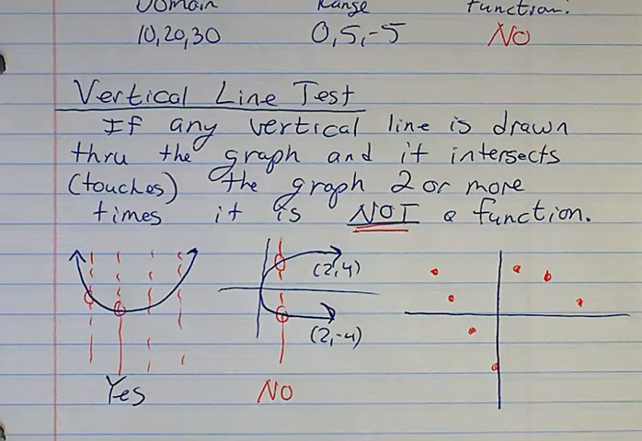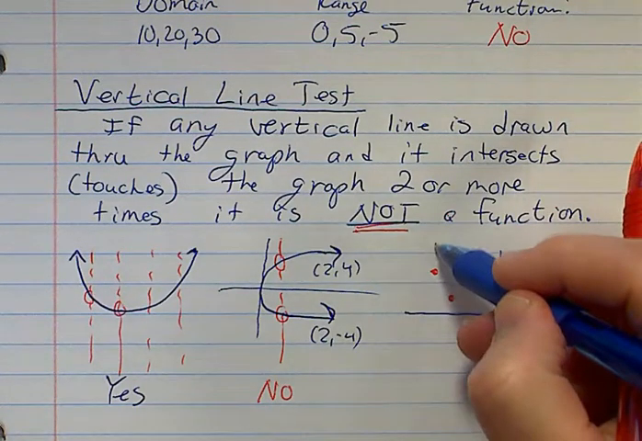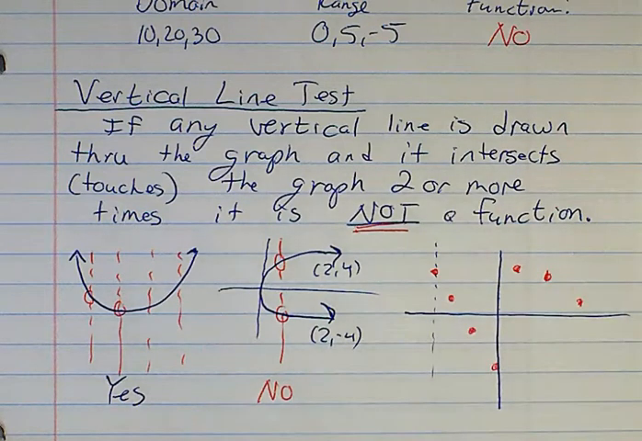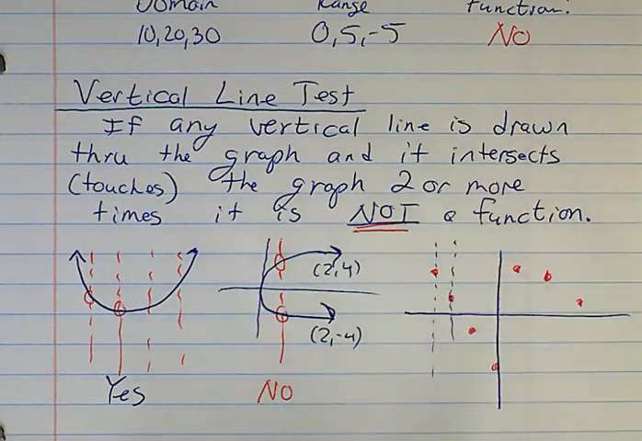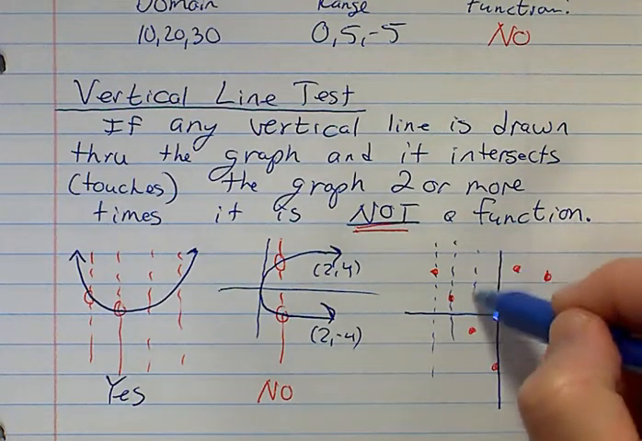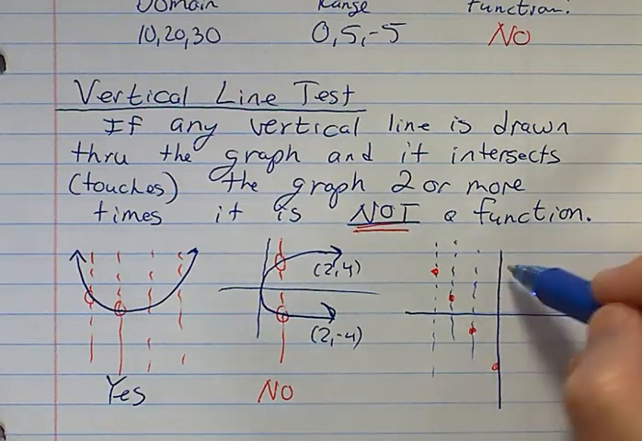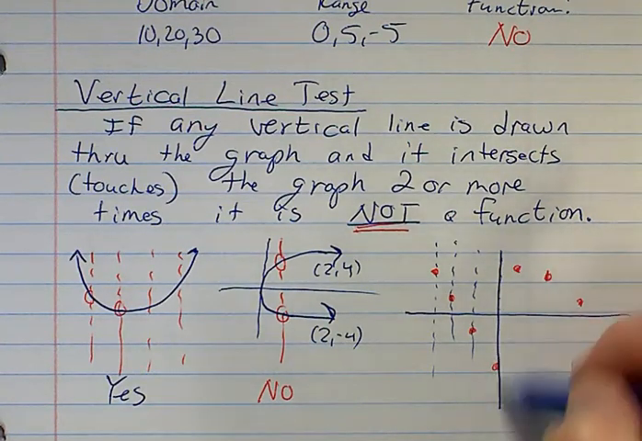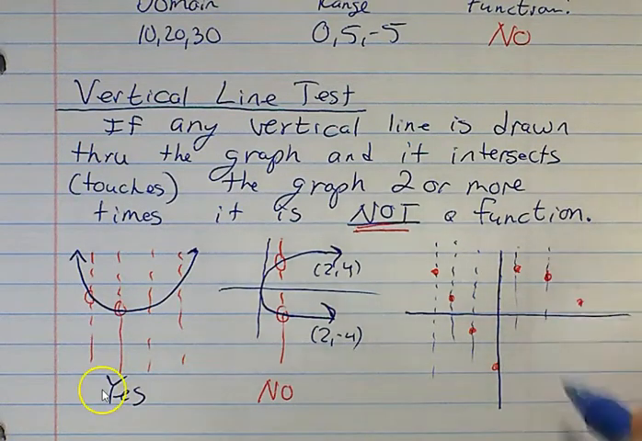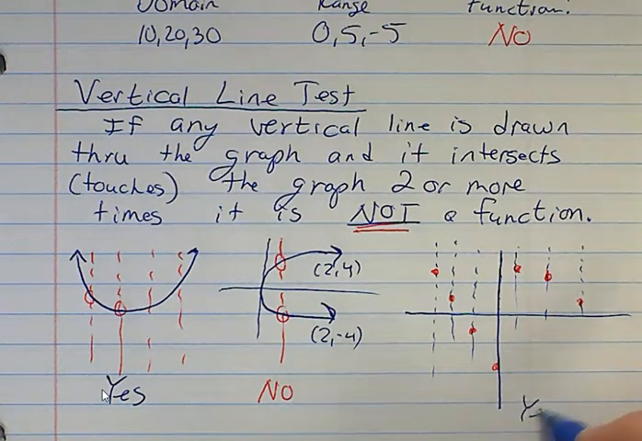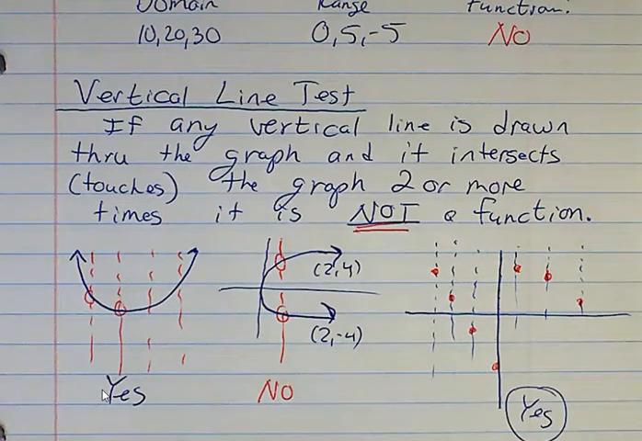Whenever they give you a point, just draw a vertical line through that point. If that's the only point on that vertical line, you're okay. Draw another one here. That one's okay. Draw another one here. That one's okay. There's another one here right down the axis. That one's okay. Draw a vertical line through this one. It's okay. Draw one there. That one's okay. Draw one there. That one's okay. So all those vertical lines, if you draw them, only hit one point, so it's good.